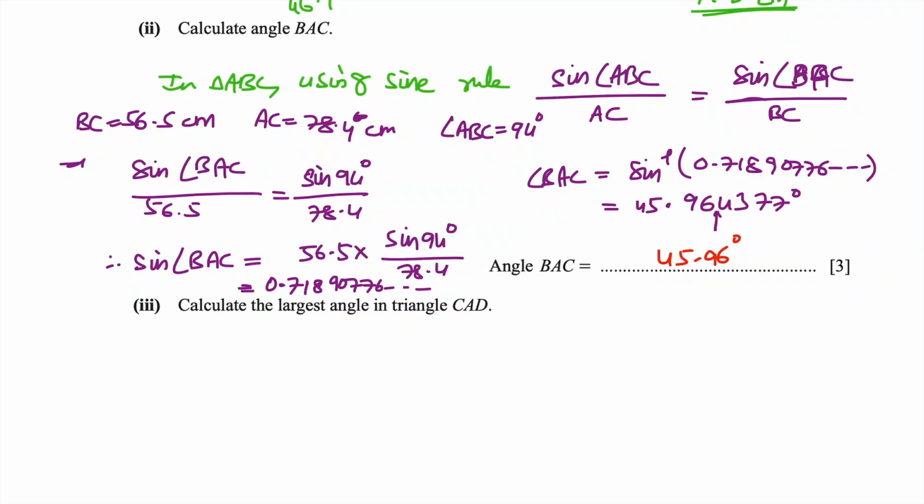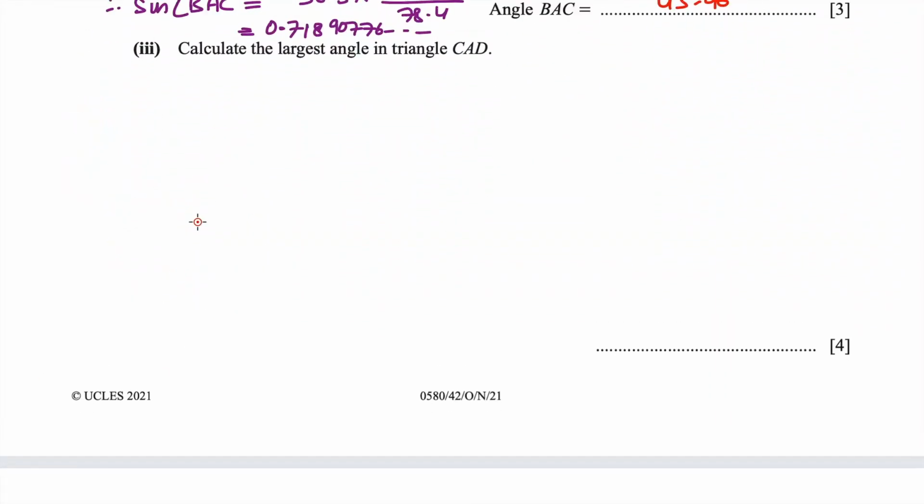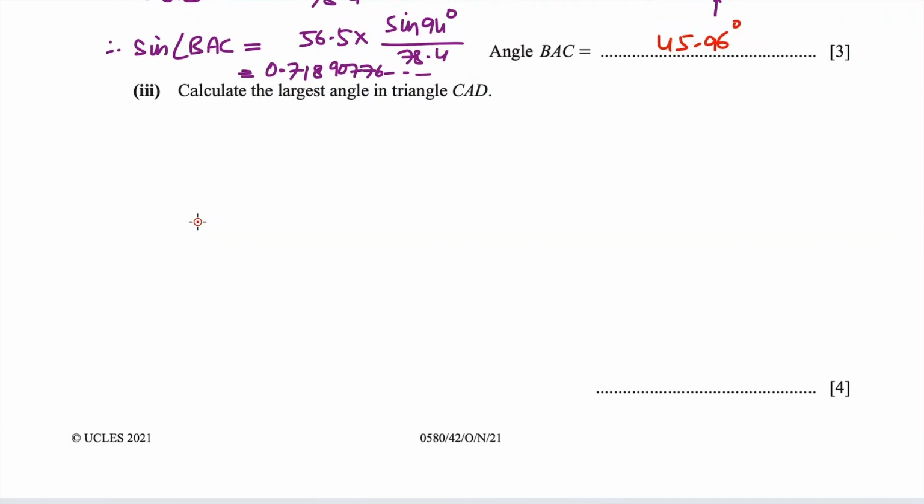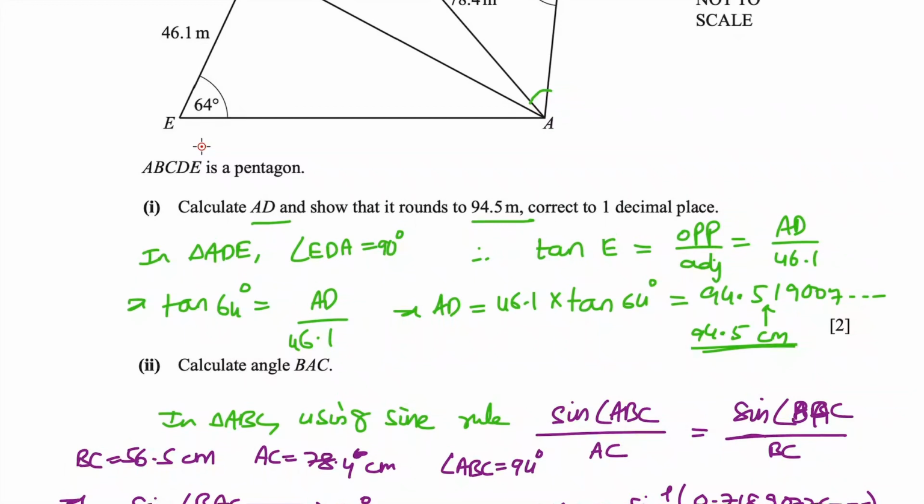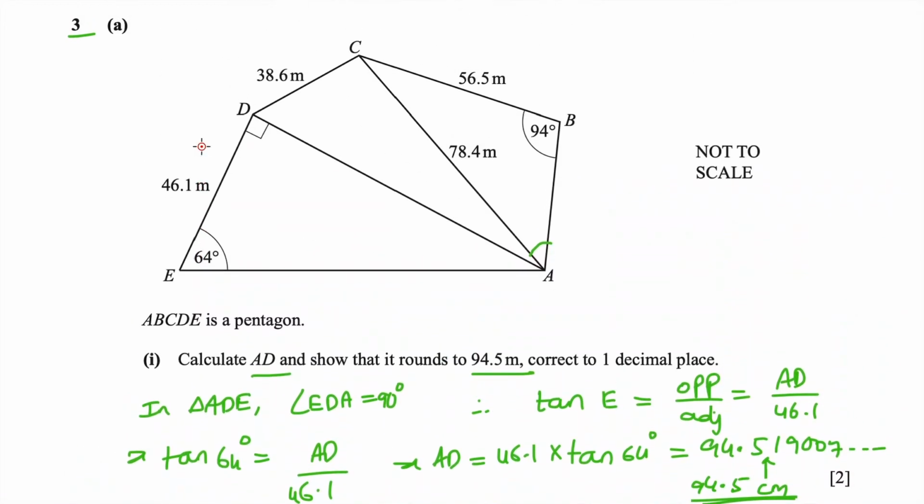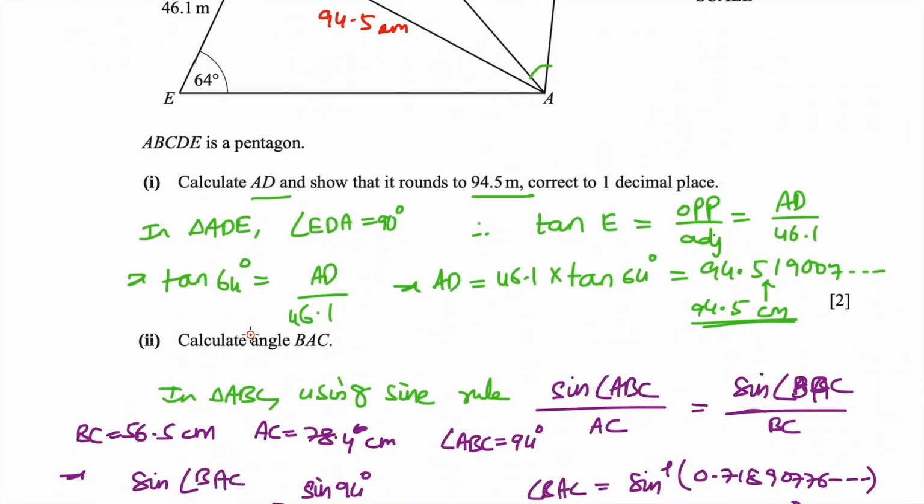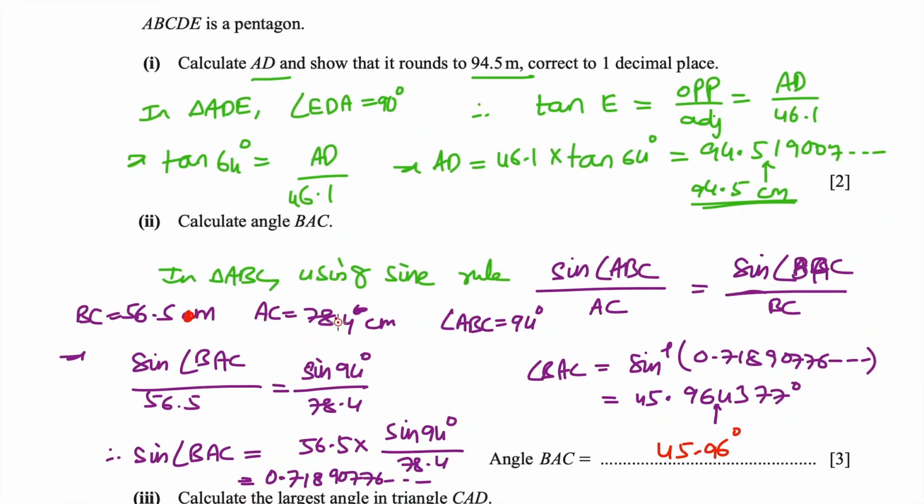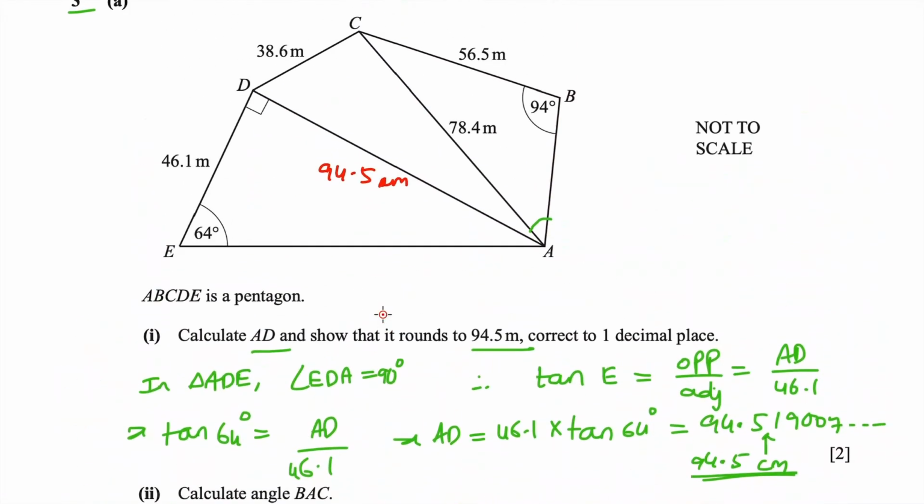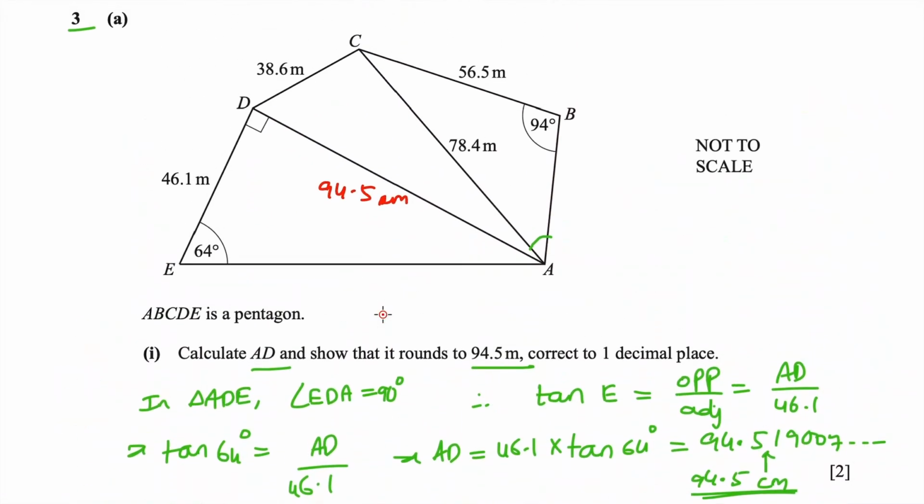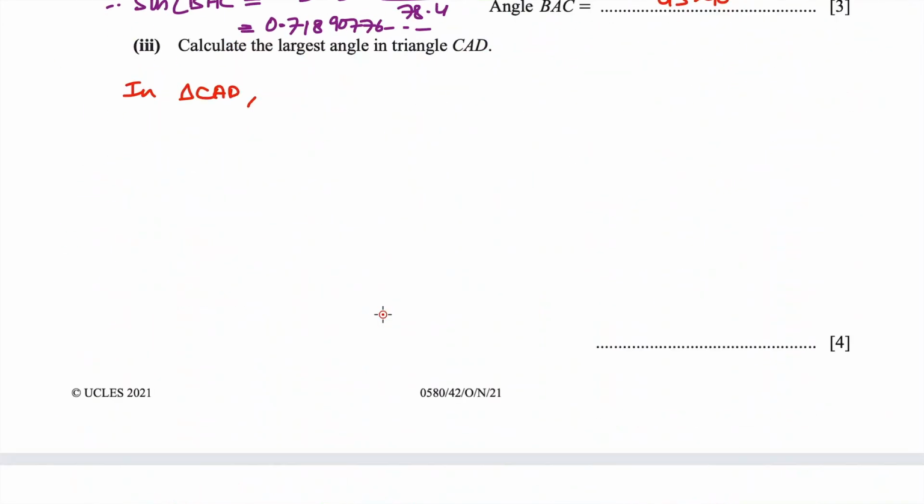Now let us go to the next part. Calculate the largest angle in triangle CAD. So in triangle CAD, what do we know? We know all the three lengths actually. In the first part, we have calculated that this length is 94.5 meters. So be very careful, these are in meters. We know AD is equal to 94.5, CD is equal to 38.6, and AC is equal to 78.4.